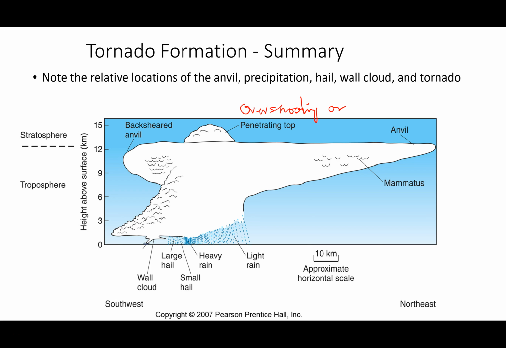So what else do we have down here? This would be our downdraft. I know it's our downdraft because we have the precipitation here. We have an updraft here.